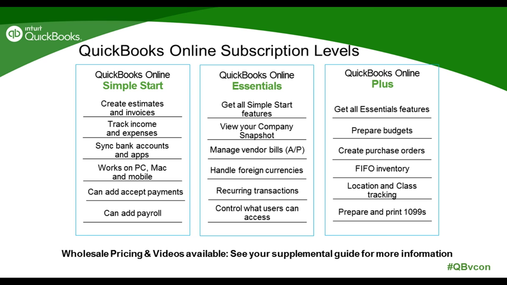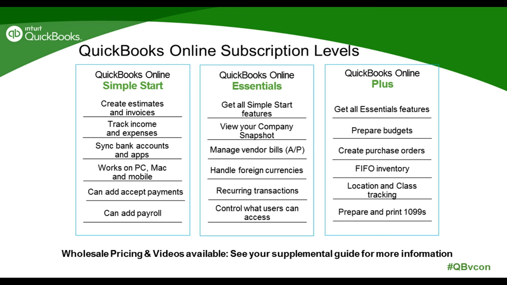So all the Simple Start features, but you have 3 users. You can see this really cool company snapshot, kind of a good overview. It adds payables. You can turn on multi-currency in Essentials, which you cannot in Simple Start. You can create recurring transactions. You can control, because you can have more users, you can control somewhat. I mean, the user permissions in QBO are not super granular, but you can kind of do receivables, payables, full access kind of thing. So you can control what users will access. Plus you have the 2 accountant users.